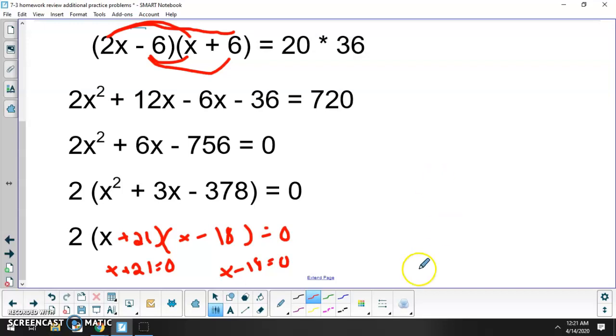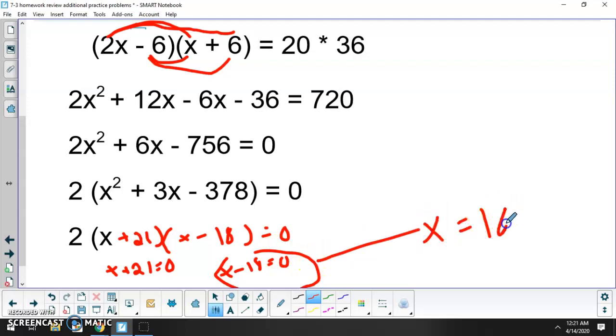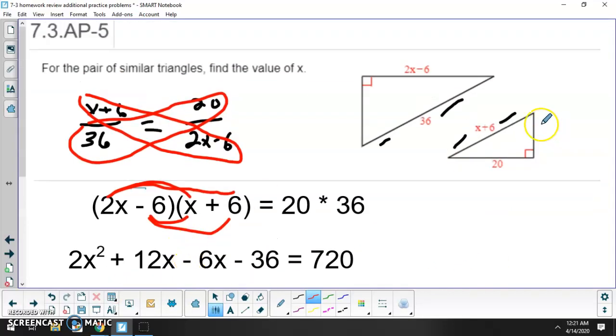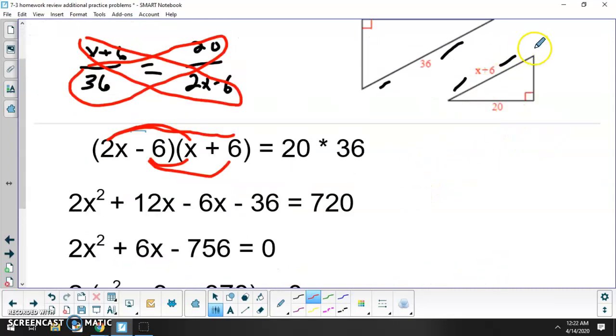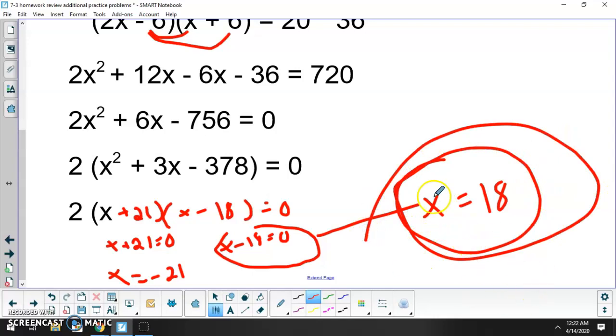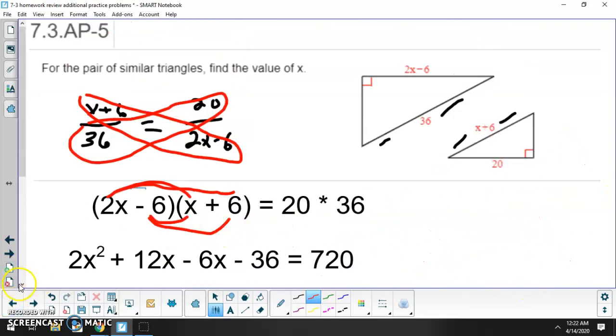Okay, sorry about that. X minus 18, you set it equal to 0, you get x is equal to 18, and this is the answer. Now you might be wondering why x is not equal to negative 21. Well, if x was equal to negative 21, then your answers would be a negative side length. So that doesn't make any sense. So this is the only one that is the acceptable correct answer for this one.